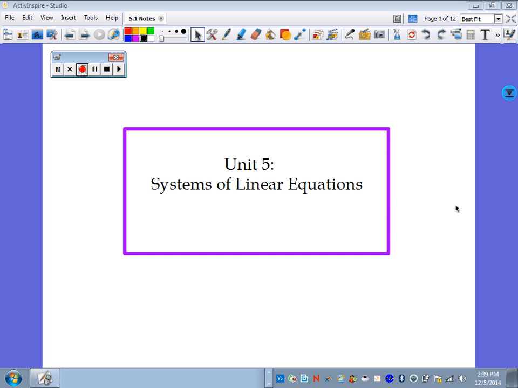All right, welcome everyone. This is the beginning of a new unit, Unit 5, and it's on systems of linear equations. This should look very familiar from Algebra 1. In our current algebra book, this is actually Chapter 6. So let's go ahead and begin.